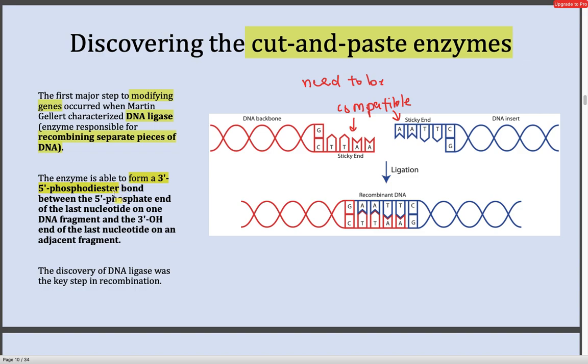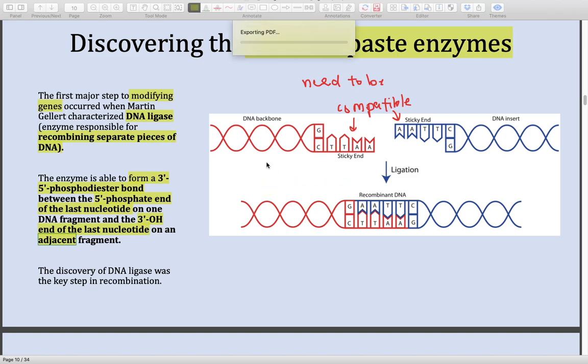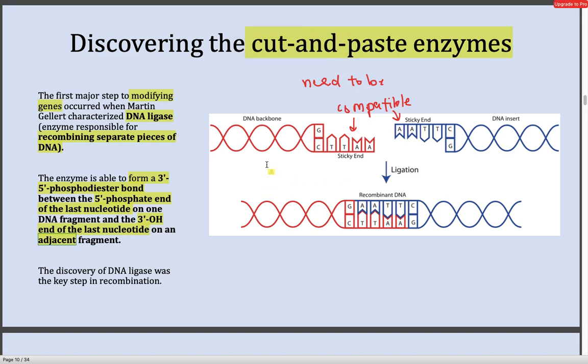So if you have two ends which are not compatible, say one sequence is AAA and the other sequence is GGG, because they don't complement each other, even if you add ligase, there's no way you can combine those products together.